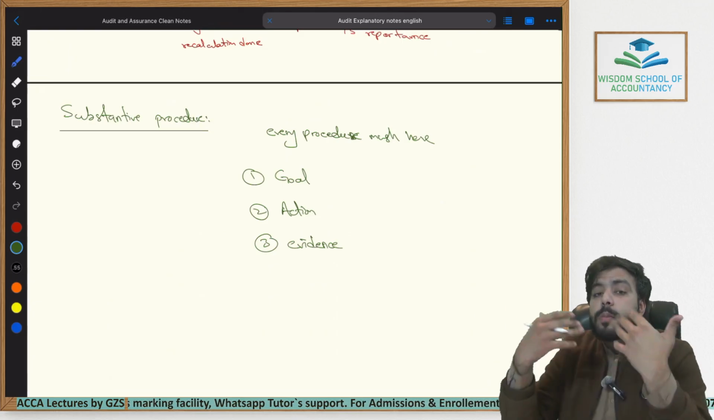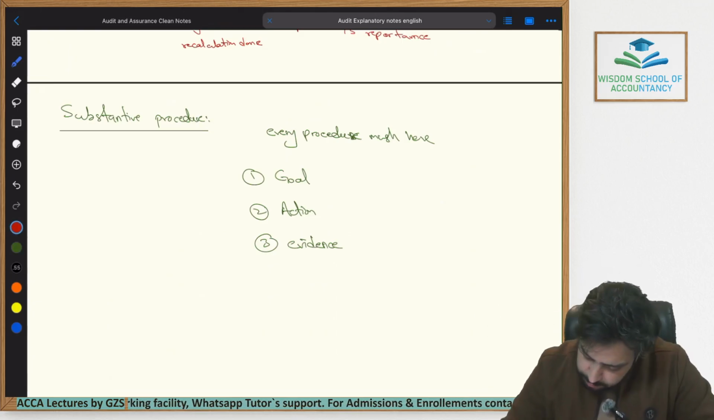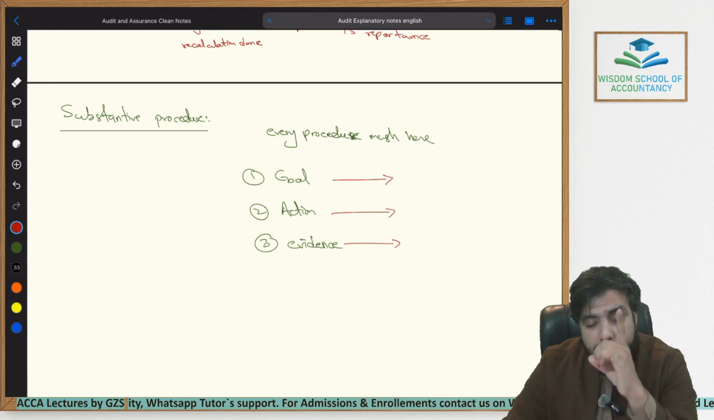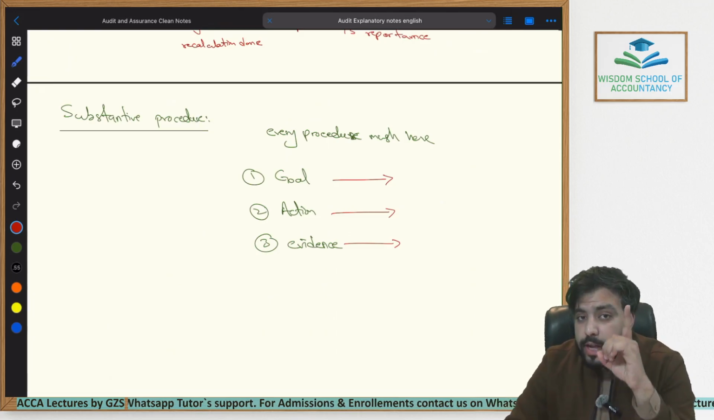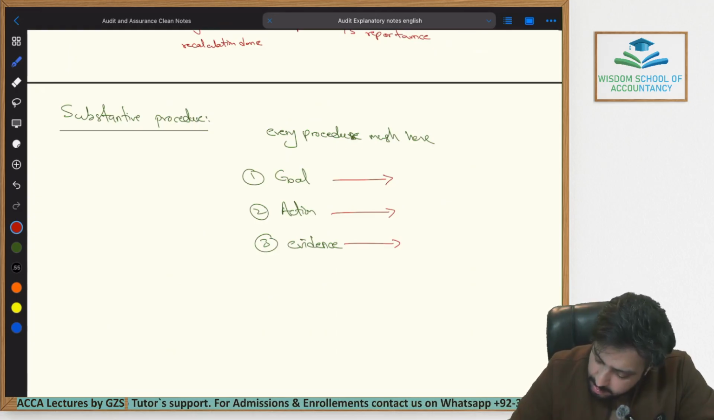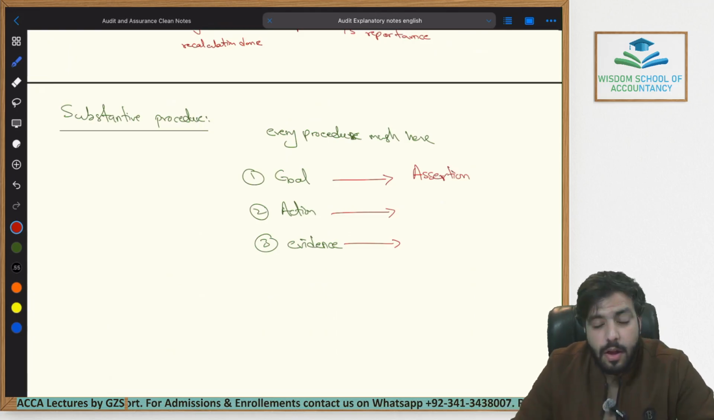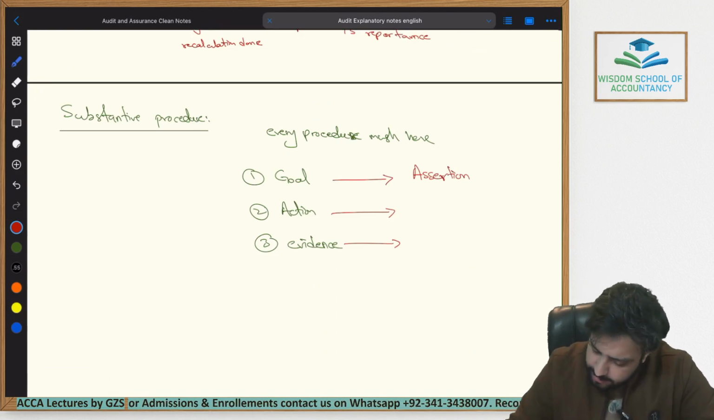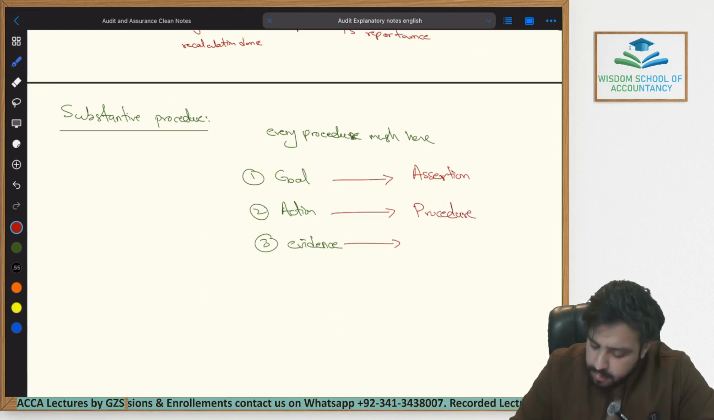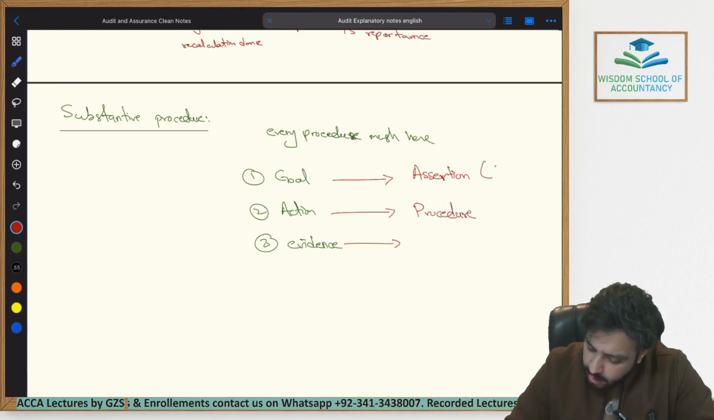Now let's move towards professional wording. What would be the professional wording in each case? Every single procedure that you make will always contain a goal, which means which assertion you are trying to verify. First of all, okay, I'll come to that later on. Action: which procedure the auditor is doing, from AEIOU. Assertion, either EVCR or COCA.